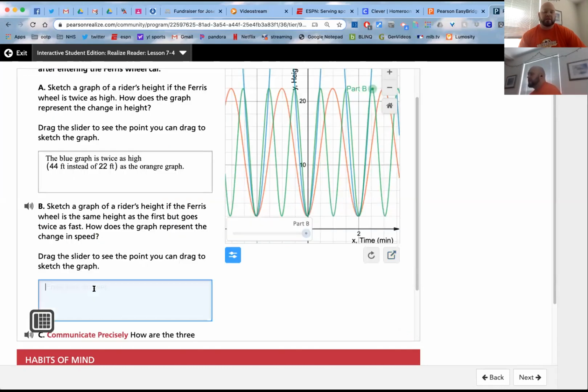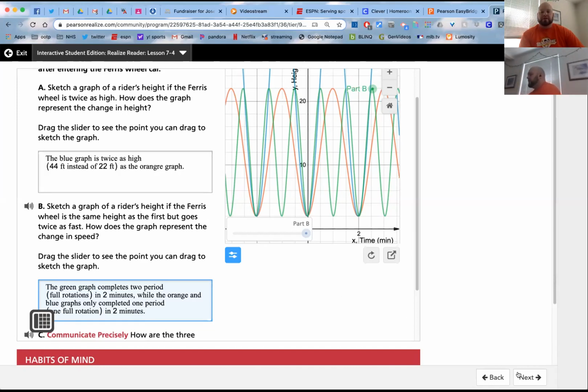So how does the graph represent the change in speed? The green graph completes 2 periods, or full rotations, in 2 minutes, while the orange and blue graphs only completed 1 period, or 1 full rotation, in 2 minutes. Okay, so that's our warm-up.